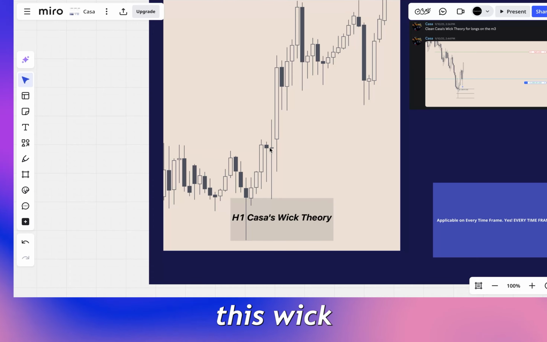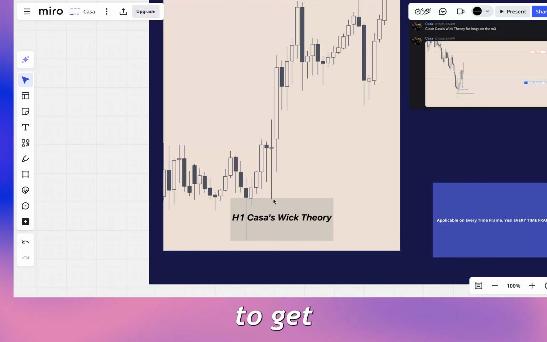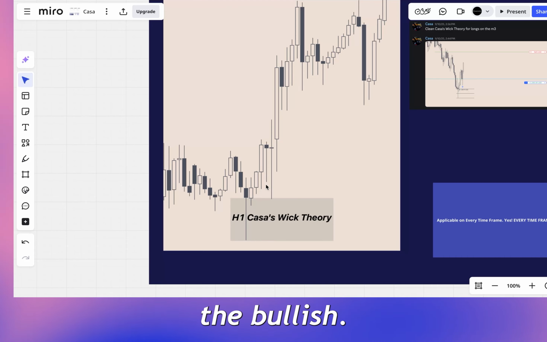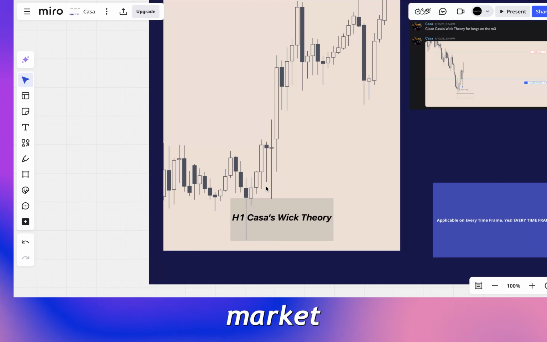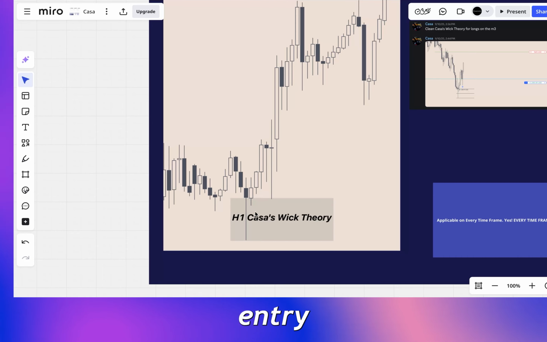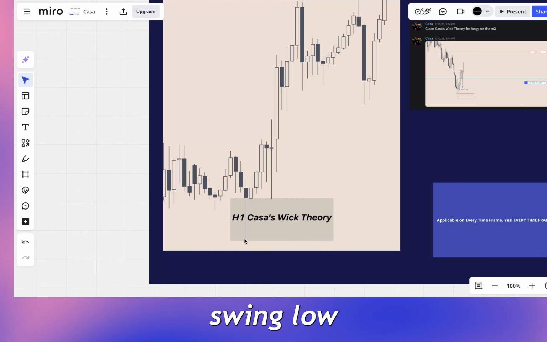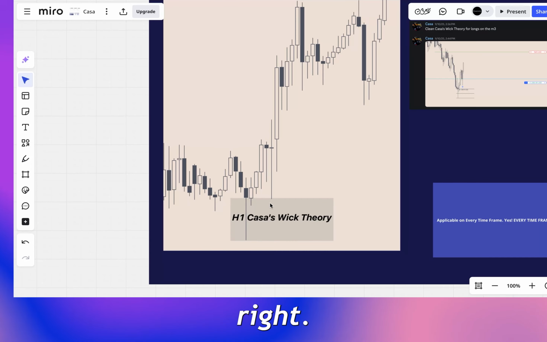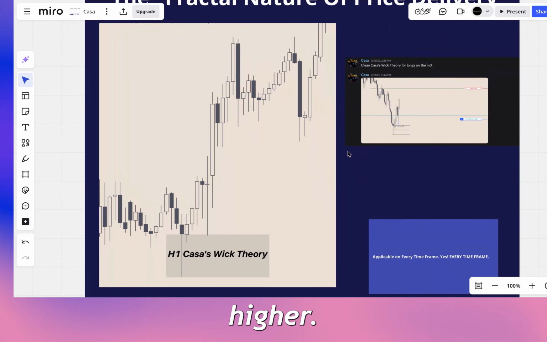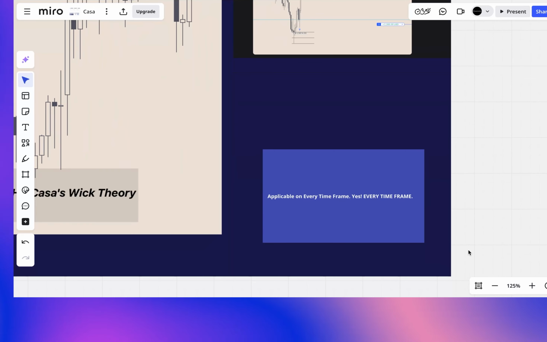Again, this wick right here, this doji, was designed to what? To get all the people that had the right sentiment of the market, that were on the right side of the bullish move, if you knew that the market was going higher and we were trending higher, right? With a market structure shift, and then we had the OTE entry from this swing low to the swing high, right? So we give that OTE entry, and then what do? Skyrocket higher. We have some more examples.